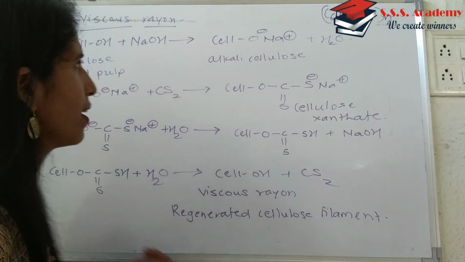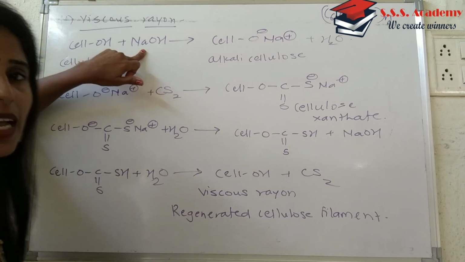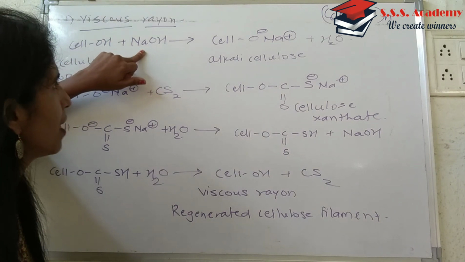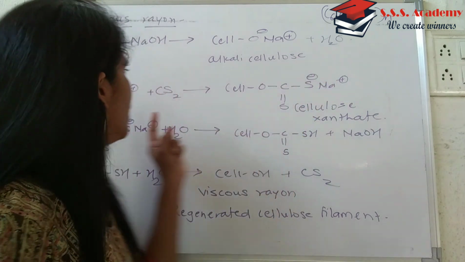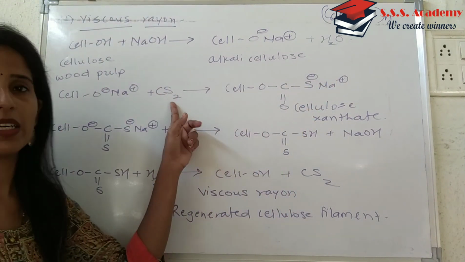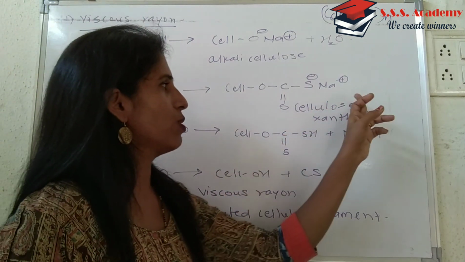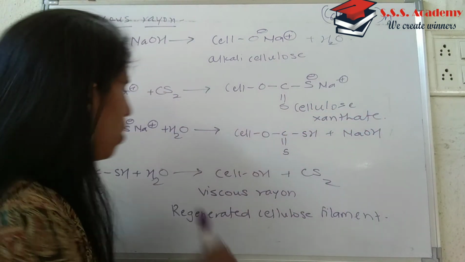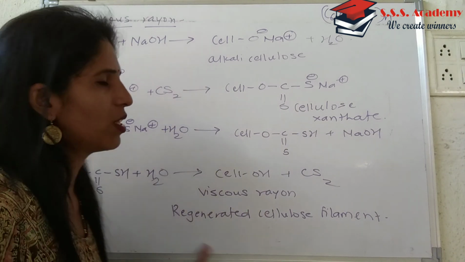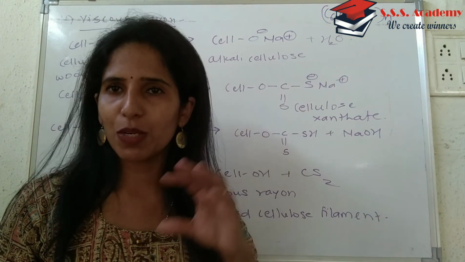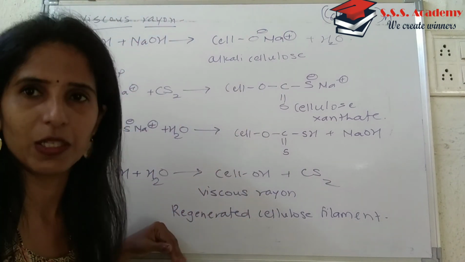What you will write first: cellulose, that is wood pulp, then reacts with NaOH, that is alkali, and it results in the formation of alkali cellulose. That alkali cellulose on treatment with CS2, that is carbon disulfide, results in cellulose xanthate, which on hydrolysis gives you viscose rayon, that is regenerated cellulose filament. This much you are supposed to write. So in the third point you will write in what way that reaction takes place.